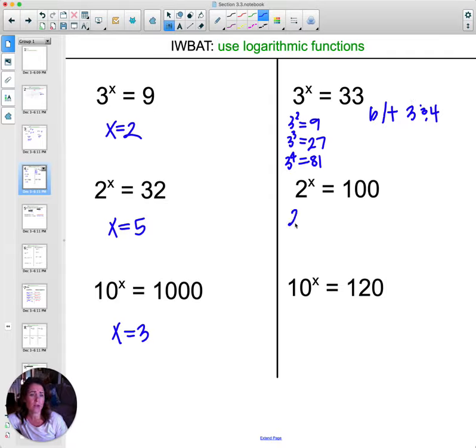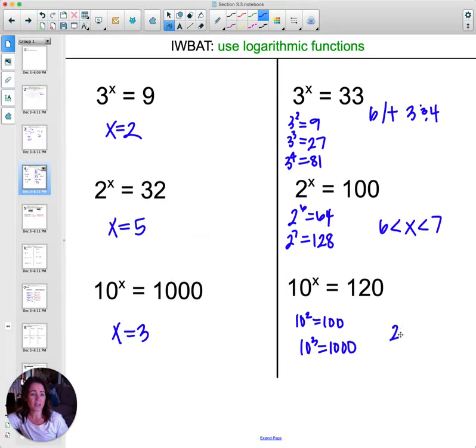Same with this one. So we've got, 2 to the fifth, we already said was 32. So 2 to the sixth is going to be 64. 2 to the seventh is going to be 128. So this answer, again, x is going to be somewhere between, not equal to, if we want to write it out mathematically instead of just between with words like that. So x is going to be somewhere between 6 and 7. 10 squared here would be 100. And then 10 cubed is 1,000. So again, this one's going to be somewhere between 2 and 3, a lot closer to 2, since 120 is a lot closer to 100 than 1,000.